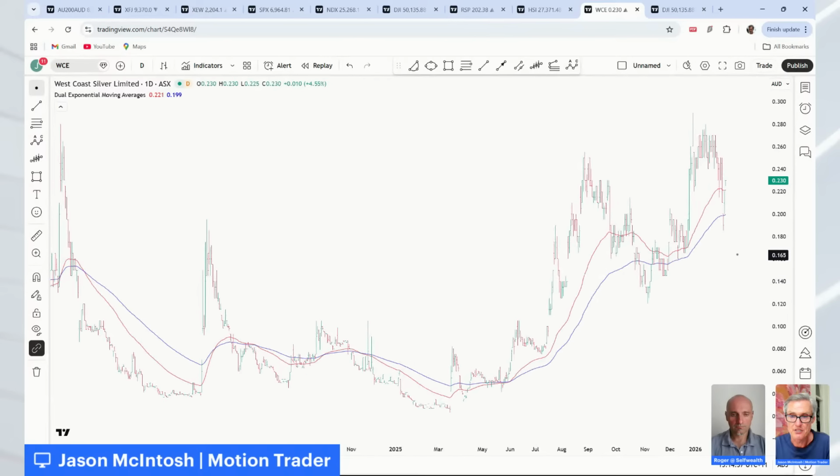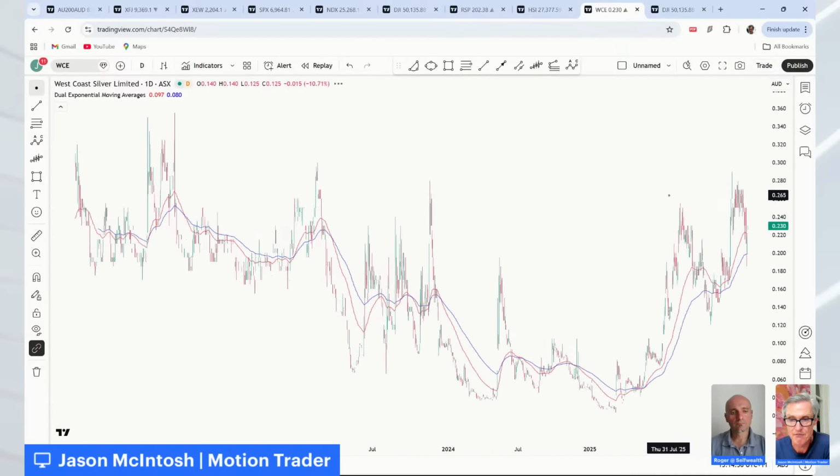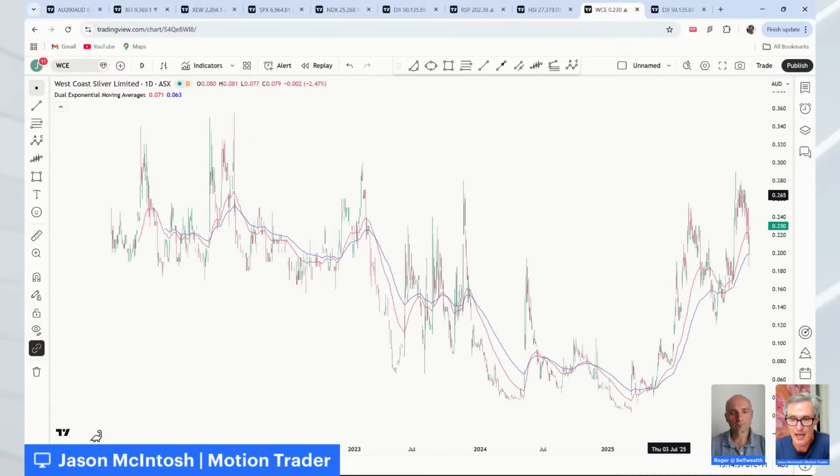I guess if I had this one, I could continue holding it. Look, exit point might be down around 16 cents. It had a strong rally. It's held on to some of it, but it's given back a lot of it. It's rebounded today with silver rebounding. I don't think this is a standout for me at the moment.